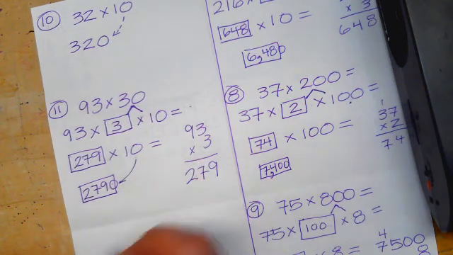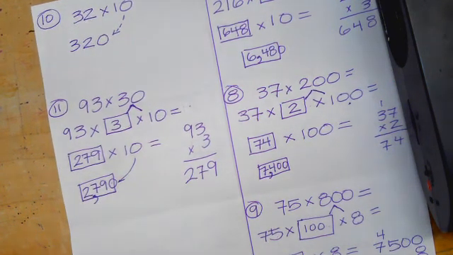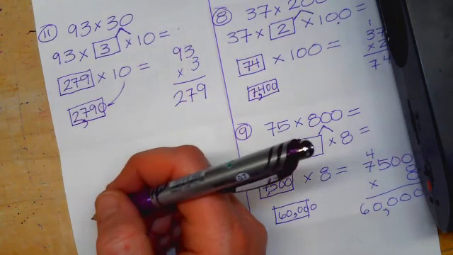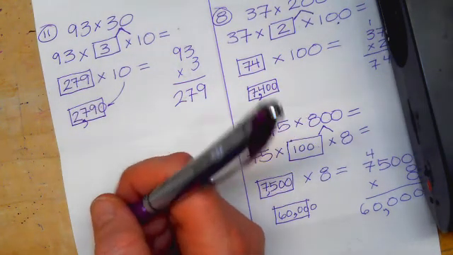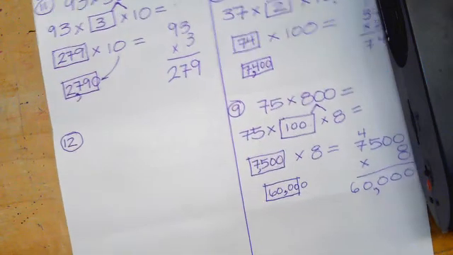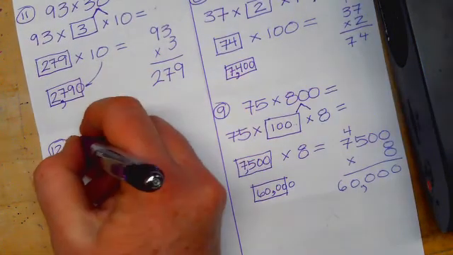Then I'm going to take 93 times 3, which is 279. I'm going to multiply that by 10, and that's going to give me, the 0 comes right over here on the end, right? So that gives me 2,790, right? Okay, let's look at the next one.